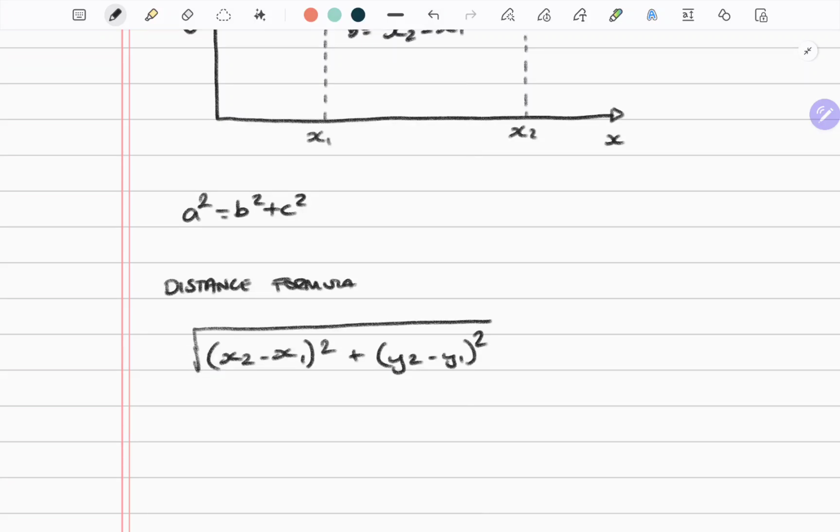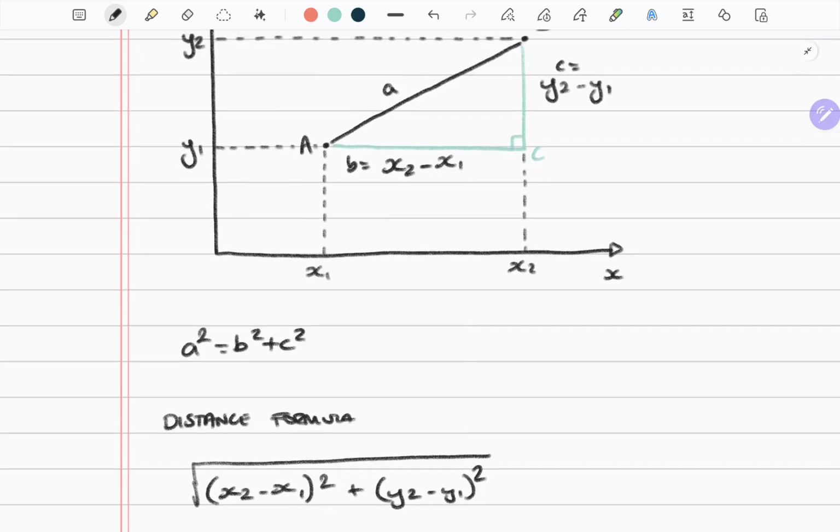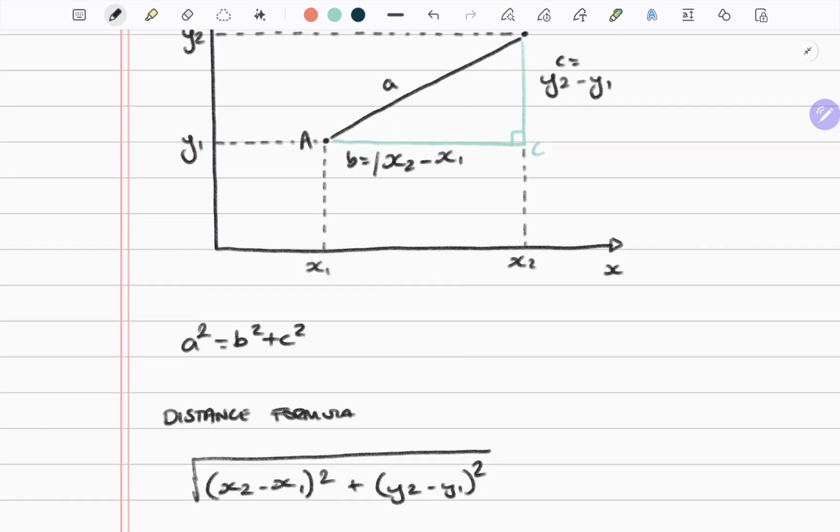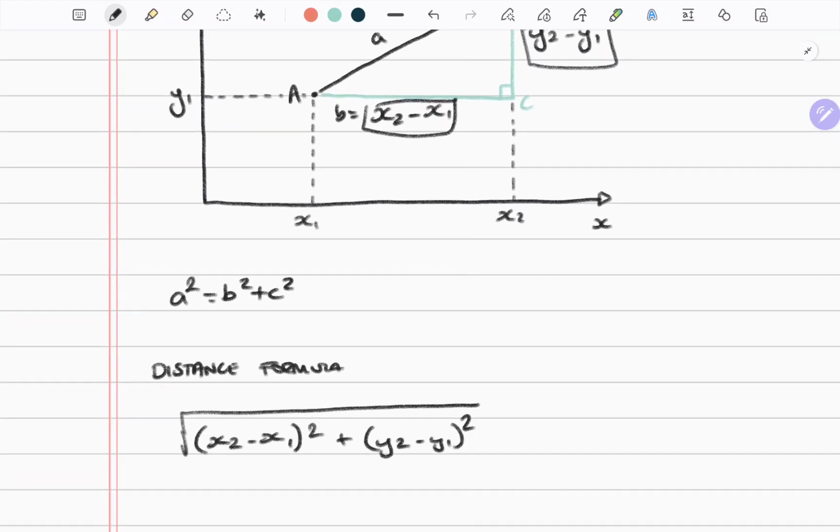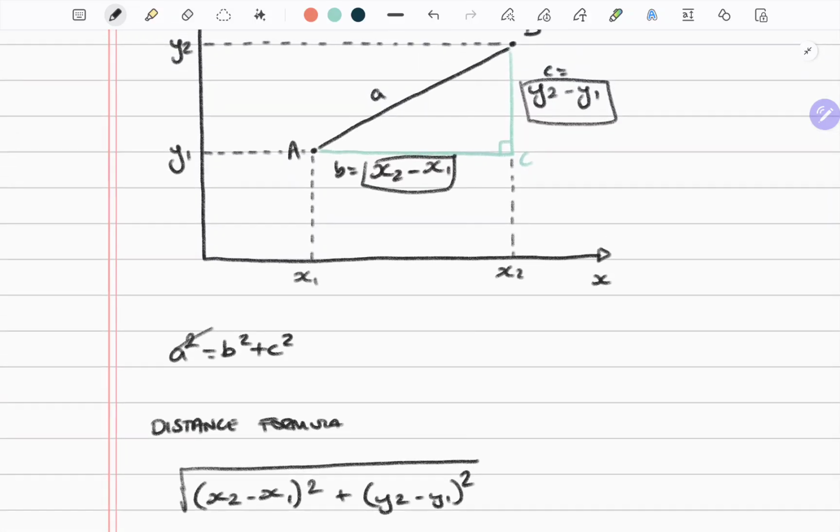I really can't draw. So what I've done here is I've substituted this bit here for B, and I've substituted this here for C, and then I've gotten rid of the square root sign just by squaring both sides. So this is essentially just a version of the Pythagoras theorem.